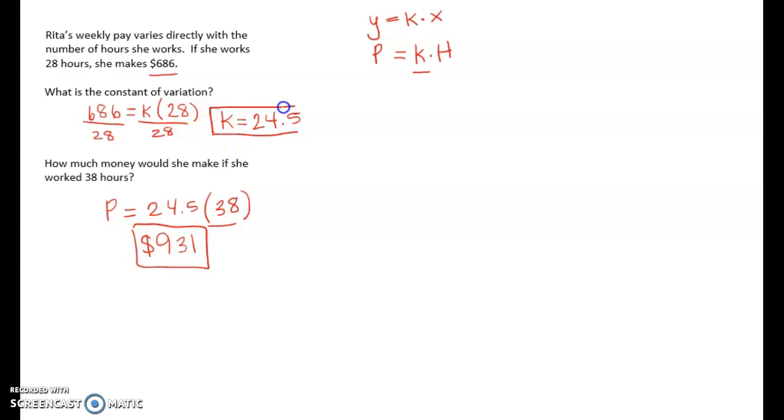So this one kind of had two parts. I would say on these, first make sure you have the correct formula, and then find that constant first. That's always your first step, that K, and then you use the K to help solve the rest of the problem.